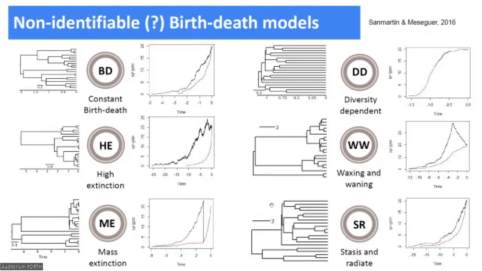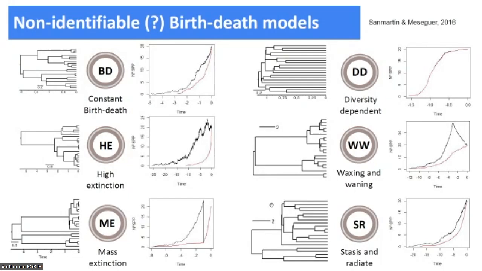In this work, I'm trying to study the identifiability of some models that have been problematic in the past. Specifically, I have three constant birth-death models: one with the natural relative extinction based on the fossil record, which is the constant birth-death; another with a high relative extinction, which is the high extinction; and another constant birth-death model interrupted by a mass extinction event at a discrete time. And we also compare these models to rate-variable models.